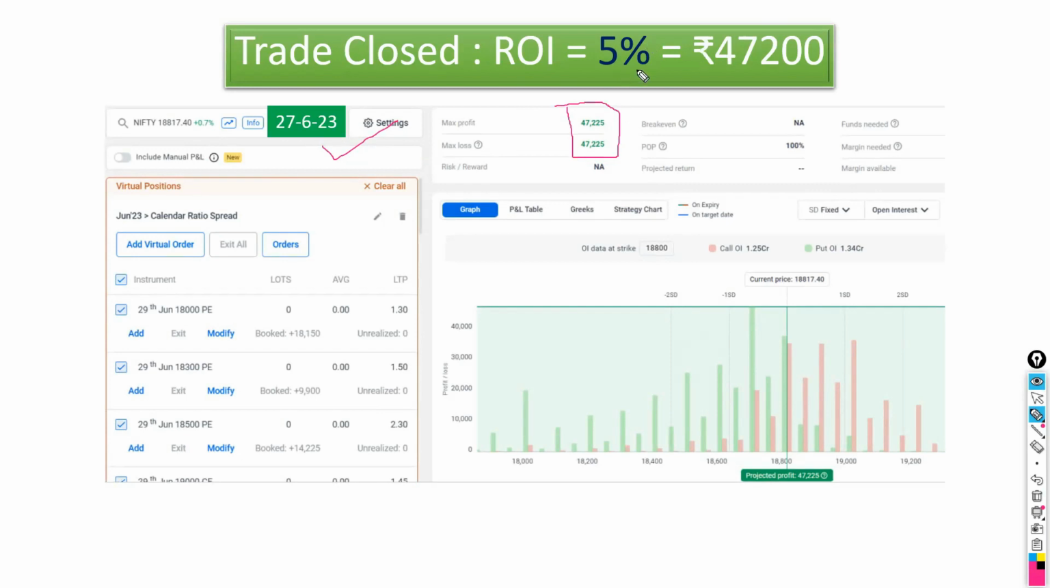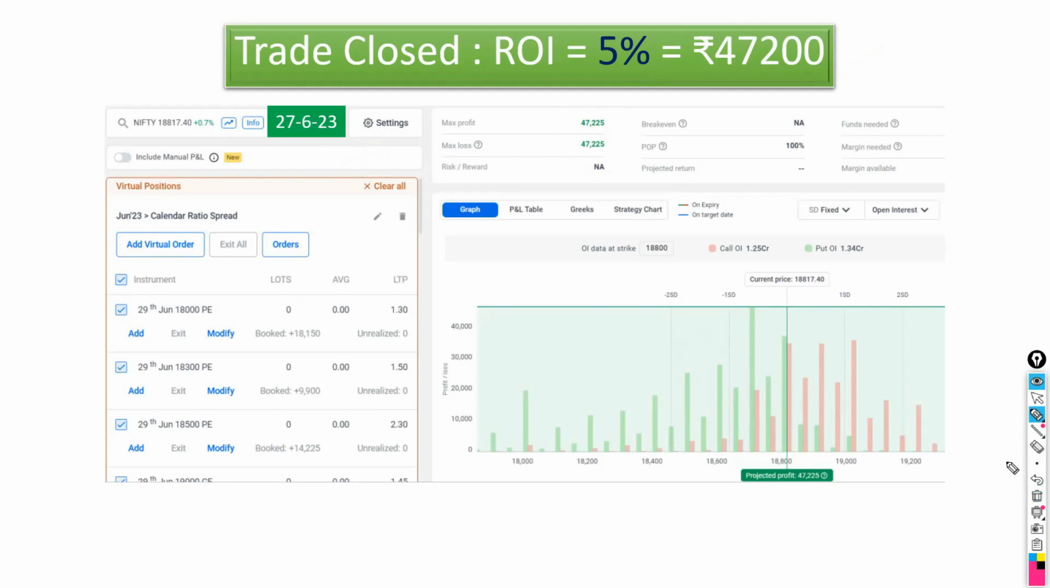Return on investment, of course, is based on the capital and the adjustments you do. It's 5%. Total profit is 47,200. This is a very simple trade. Spot actually moved within our range, so decay has helped, and whatever strikes we shorted, we got a good premium. Overall the trade was closed with 5%. And that's all about the trade.